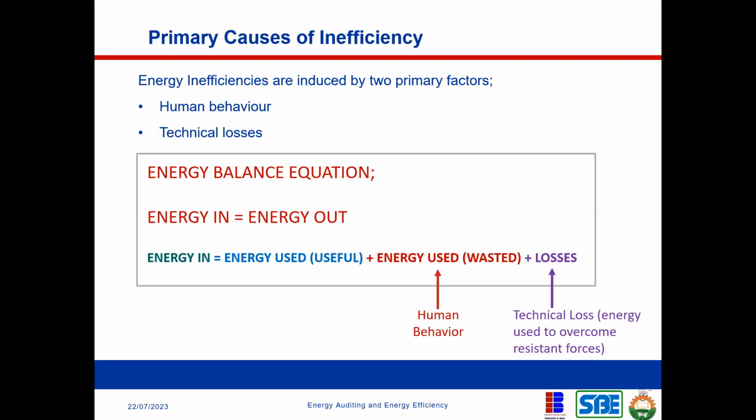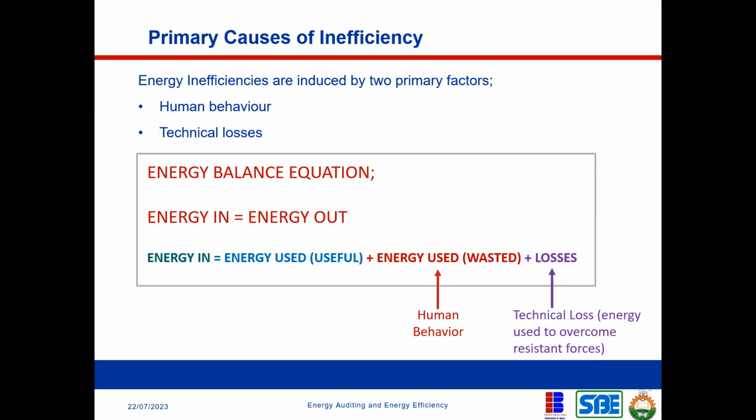So energy inefficiencies are induced by two primary factors. One of them is human behavior, and the other one is technical losses. Okay, so to help us understand this, we look at the energy balance equation. Energy balance equation simply means energy that comes into a facility or into an industry should equal the energy that goes out from that building or the industry.